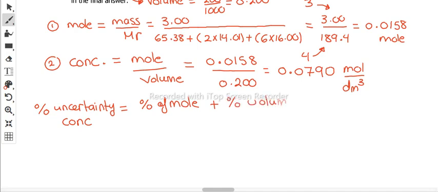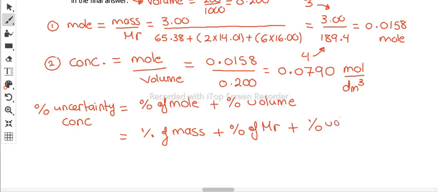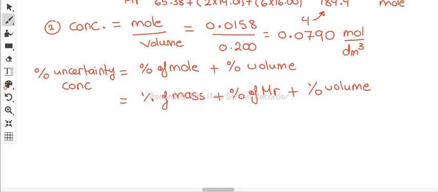Before applying, going back to the mole, it is taken from the percentage of mass. So I need to refer back into the mass plus the percentage of molar mass, and I will also add the percentage of the volume. So in this situation, I wrote down the whole different percentages that I need to add. The percentage of molar mass is considered as being constant, so it will not be included.